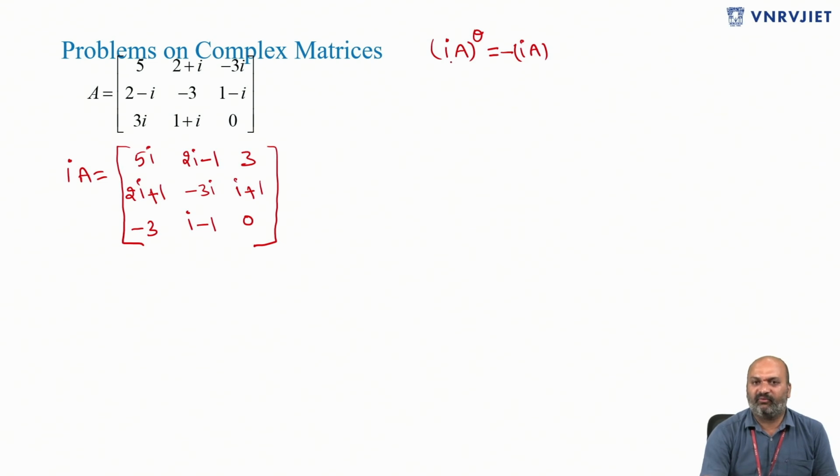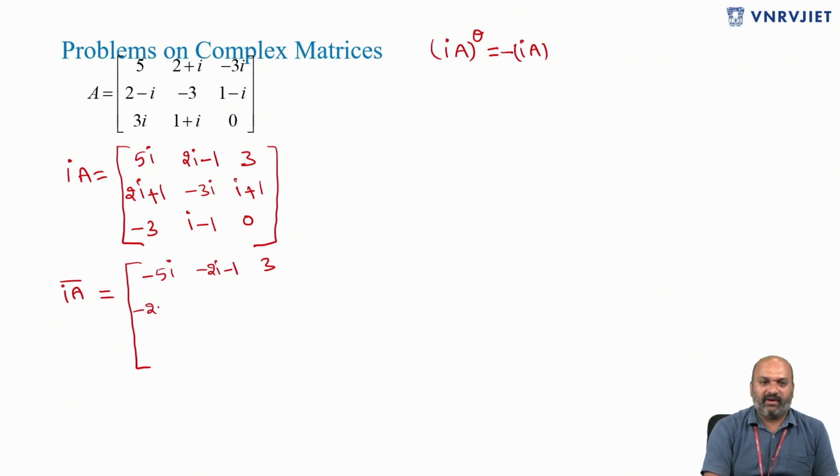iA theta means first we have to find the conjugate, and later the transpose conjugate. First, i into A conjugate, that is the conjugate of this matrix. 5i conjugate is minus 5i. It is minus 2i plus 1, and minus 3. It is minus 2i minus 1, plus 3i, and minus i plus 1. It is minus 3, minus i minus 1, and 0.